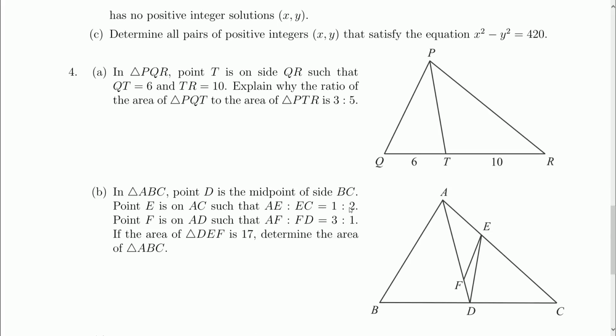In triangle PQR, point T is on the side QR so that QT is 6 and TR is 10. Explain why the ratio of the area of PQT to the area of PTR is 3 to 5. Well, we're talking about areas. How do we calculate areas of triangles? There are a few ways, but the most common way is the one everyone knows, 1/2 base times height.